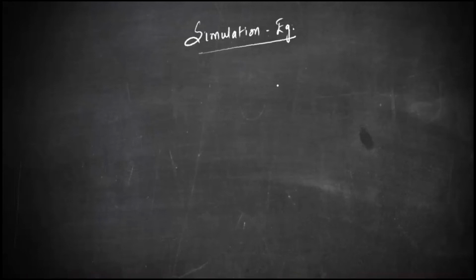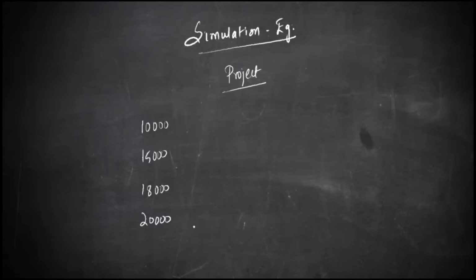Let me give you a simple example to understand the simulation in capital budgeting. Let's say you have taken up a project and this project is going to generate cash flows for you, but you are not sure which cash flow you are going to get, because when you look back into the history, you have seen the cash flow of 10,000, you had seen the cash flow of 15,000, you had seen the cash flow of 18,000, you had also seen the cash flow of 20,000. So you are now worried which cash flow you are going to get.